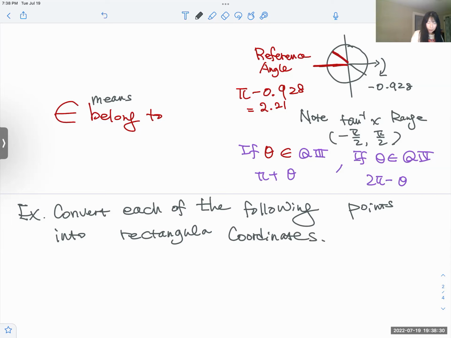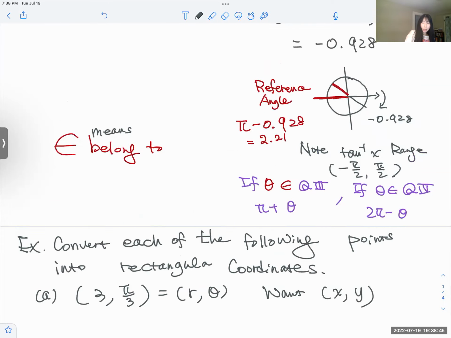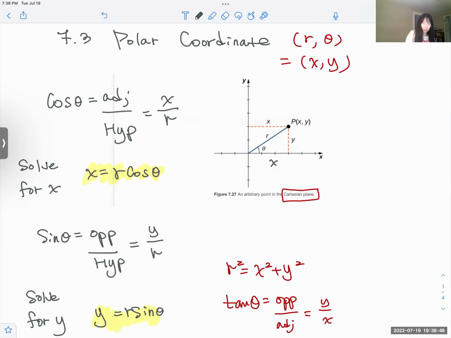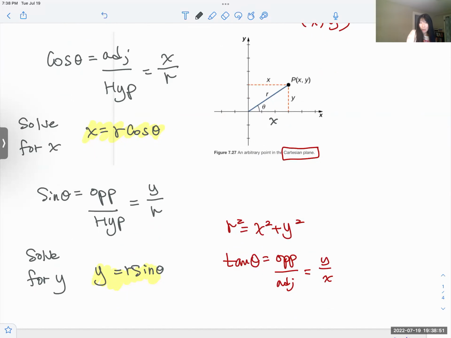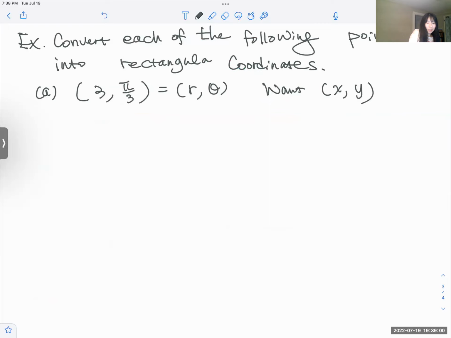Okay, so we have, in this case, 3 and pi over 3. So this is R theta, okay? Now we want to find the coordinate, which is x and y. Oh, yeah, I needed that formula. X equals R cosine theta, right? And Y equals R sine theta, we're going to use that.